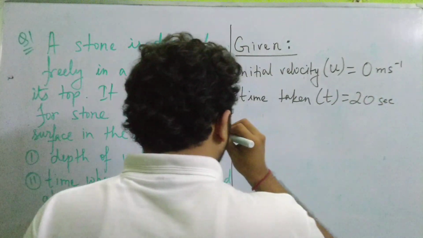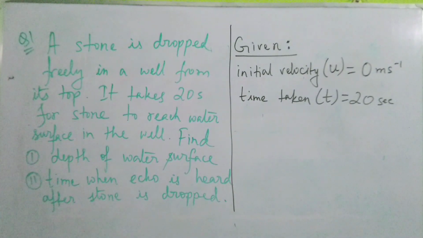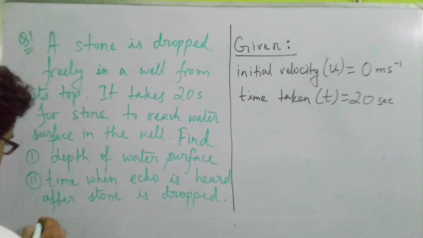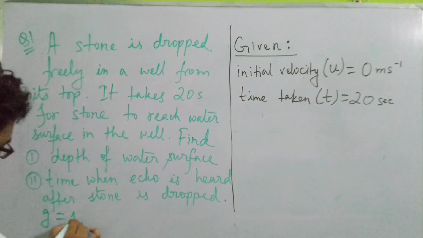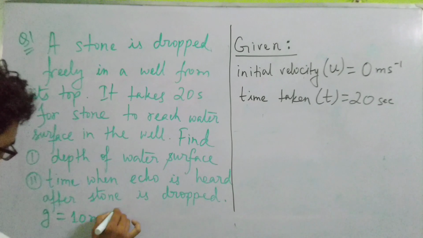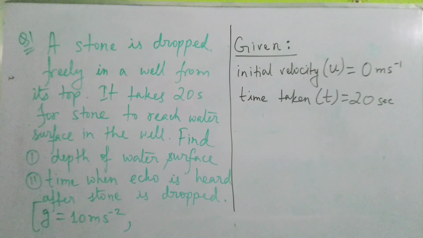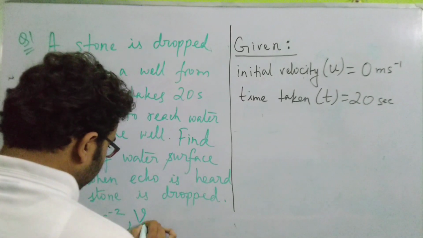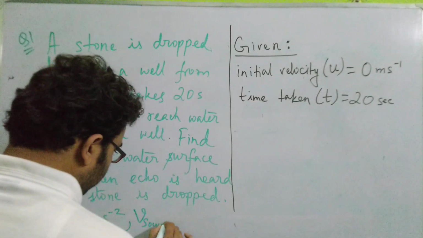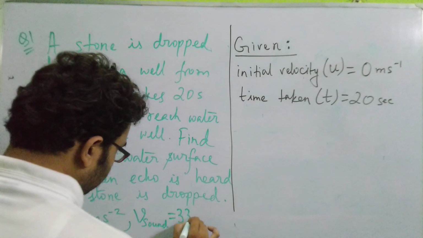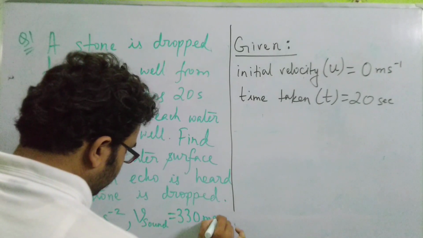Two things have been mentioned in the question, and I forgot to write them down. Take the value of g as 10 meter per second square, and it has been given that the speed of sound is 330 meter per second. I am writing that as Vs or v sound. Speed of sound is 330 meter per second.